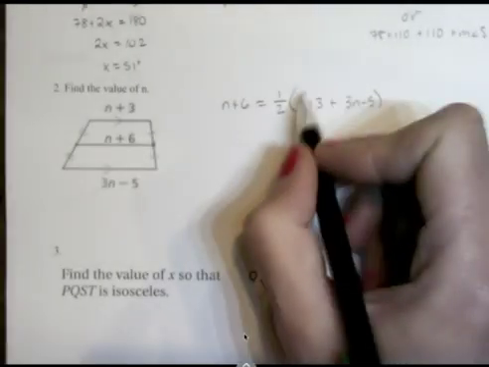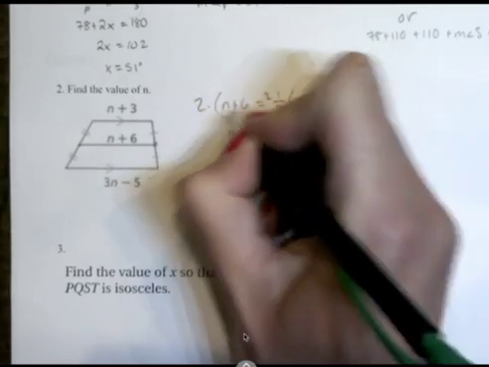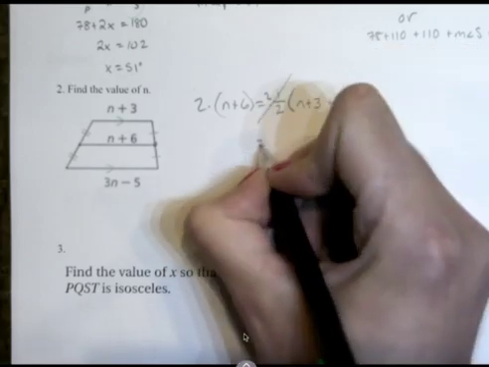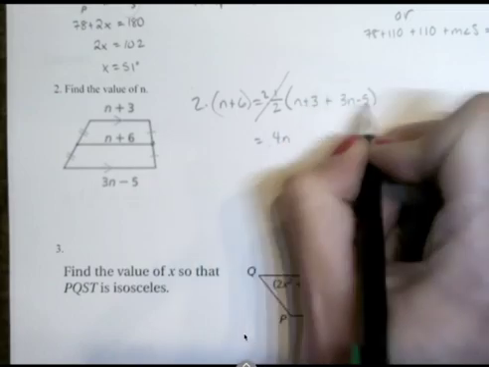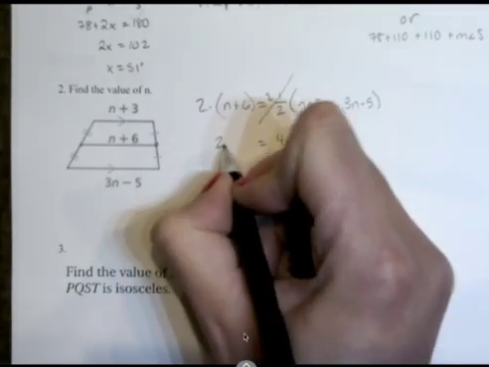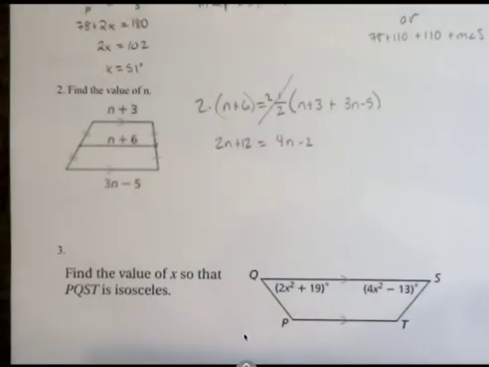Okay, so I'm going to simplify here. I'm going to combine some like terms, and I'm going to get rid of this fraction. I'm going to multiply by 2. So I'm multiplying this whole side by 2. So 2 times a half is just 1. So I'm left with 1 times whatever's in here, which is 4n, and then 3 minus 5 is negative 2. Over here, multiplying by 2, I've got 2n plus 12. So we've simplified, we've gotten rid of parentheses.